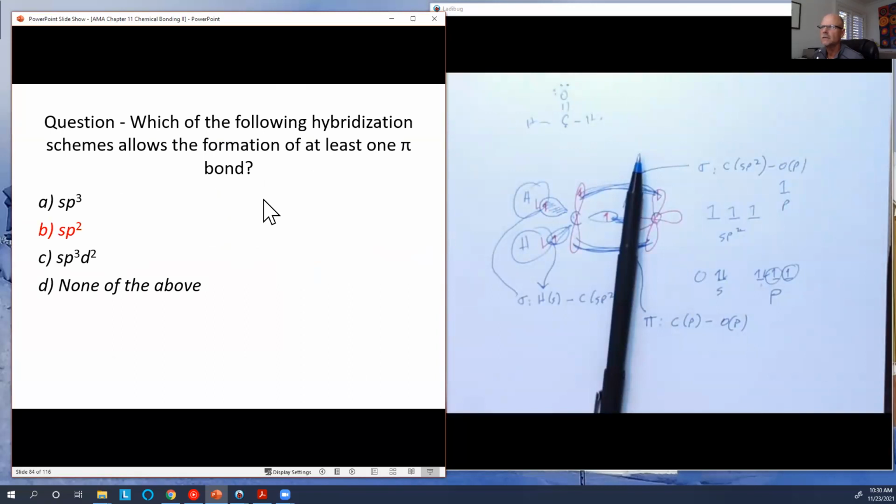The correct answer here is B, right? You must have an unhybridized p orbital to form a pi bond. Here the p orbitals are all used up. Here they're all used up as well. They're all used up in hybridization, so there's no unhybridized p orbitals left. When you have an sp2 hybridization, you have an unhybridized p orbital, and that is what can form a pi bond.